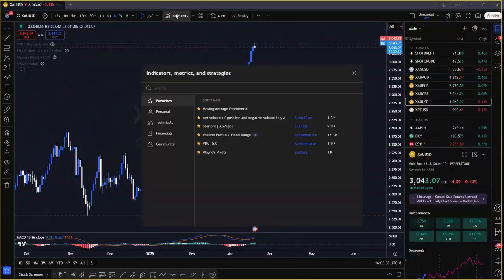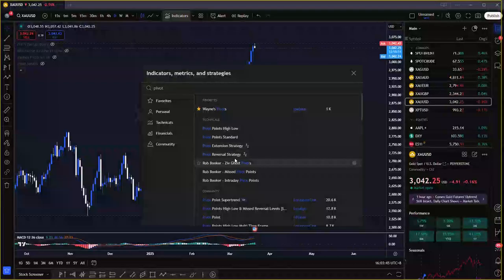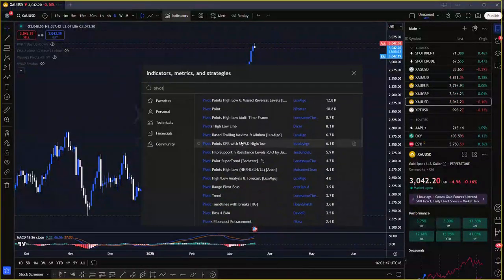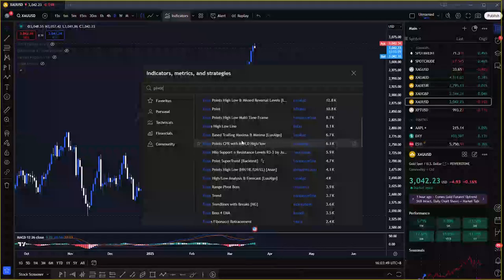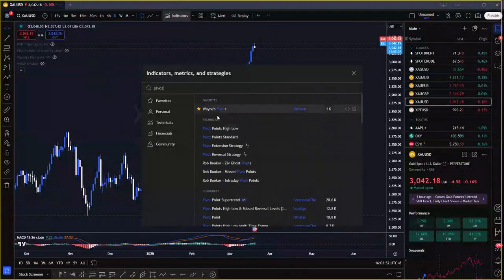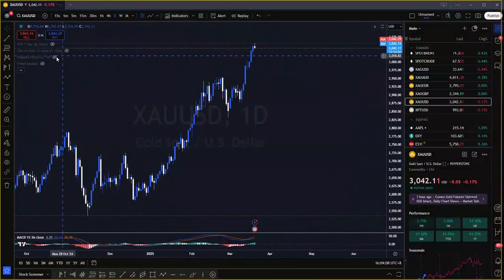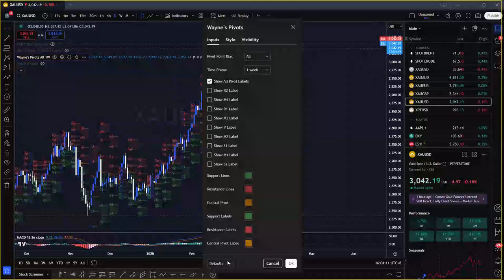Okay, so what we want to do, we want to add in the pivot points indicator. The one that we're using is called Wins Pivot, but if you search for pivot points, you can see that there are quite a lot of variants, both from the community as well as the TradingView standard offering, of how you can actually look at the pivot points. But the calculations are the same, so we're going to use the one called Wins Pivot. Okay, add that in, and I'll show you the defaults.